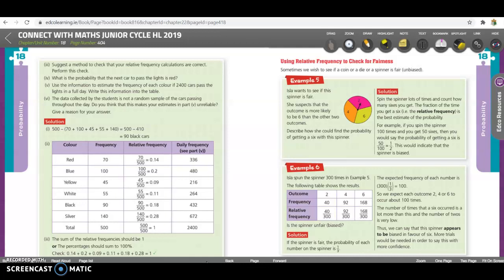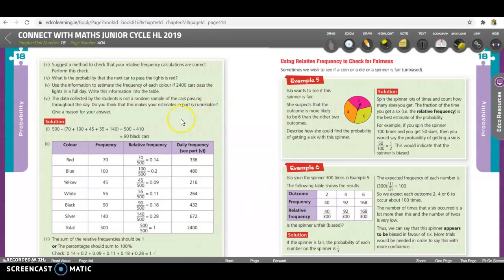And then as I see in the next part, I'm able to make predictions about the future based on my relative frequency. So part 5: use the information to estimate the frequency of each color if 2,400 cars pass the lights in a full day. Write this information into the table. So I collected data about 500 cars, and now I'm going to make predictions about 2,400 cars.